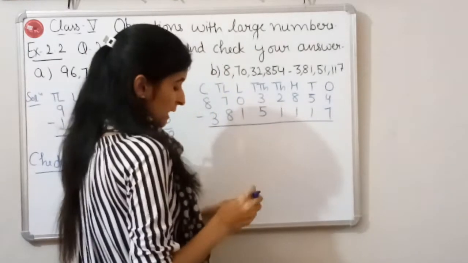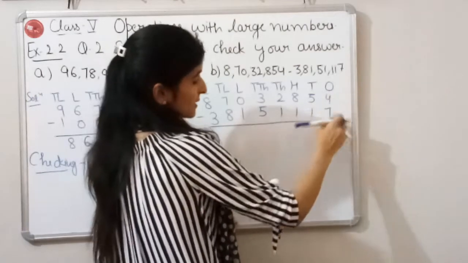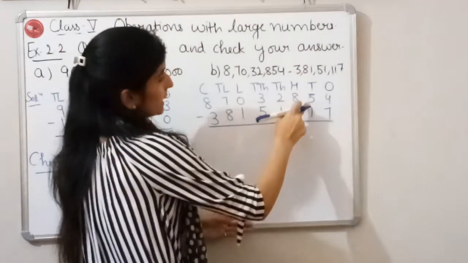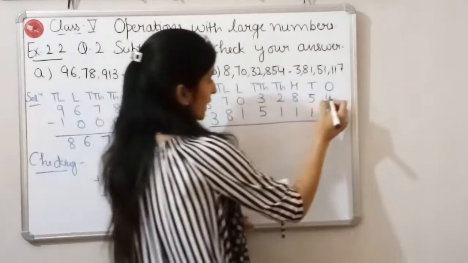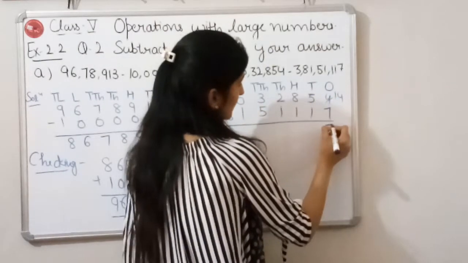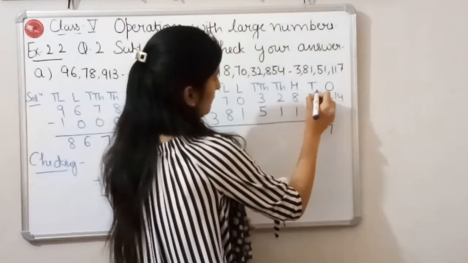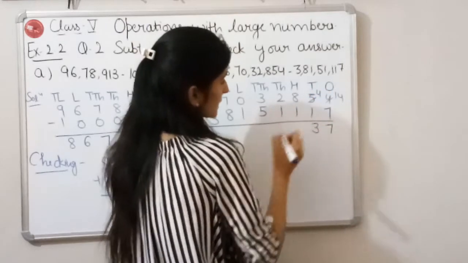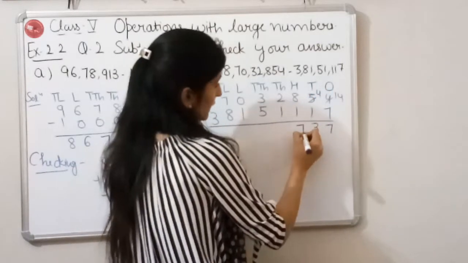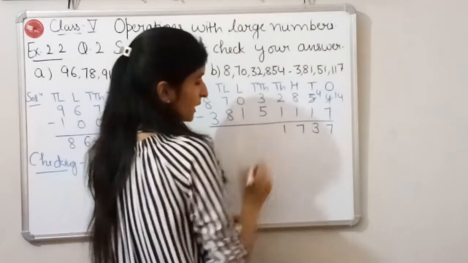Okay, so here the minuend is smaller than the subtrahend, so we will take one borrow from this 5. 14 minus 7 is 7. This will become 4. 4 minus 1 is 3. 8 minus 1, 7. 2 minus 1, 1.